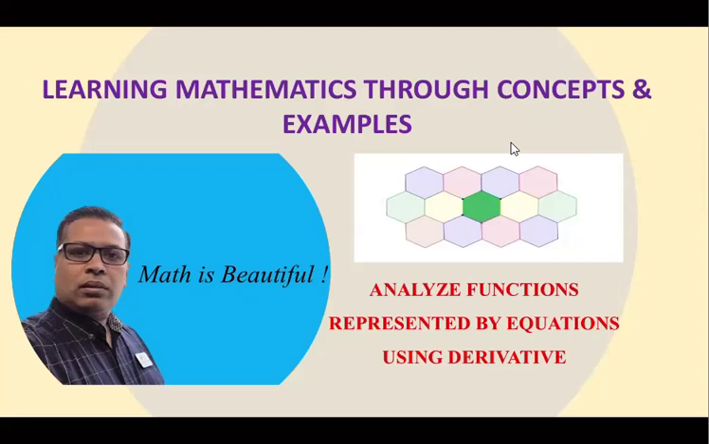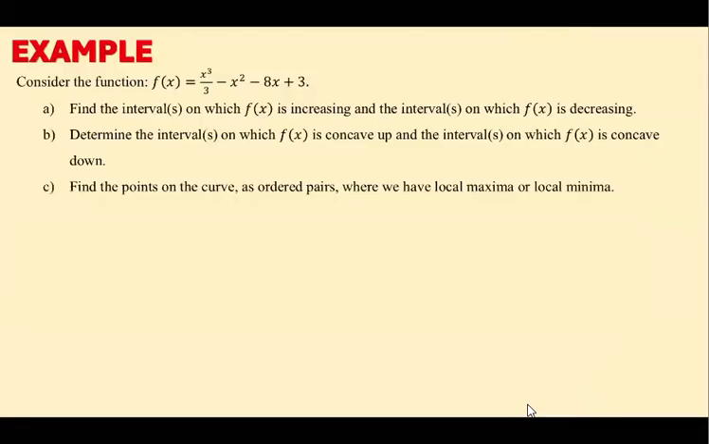Today, we are going to solve an example problem on analyzing the function represented by an equation using the derivative. So it's going to be a long example. It has 3 parts, so we are going to solve it. So here is the question. Consider the function f of x equal to x cubed over 3 minus x squared minus 8x plus 3.